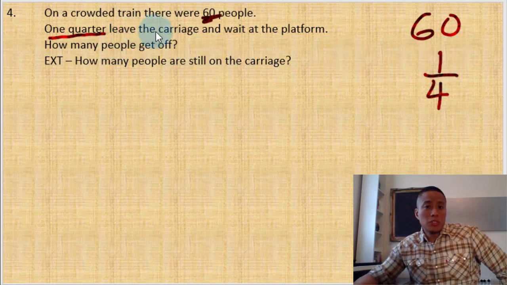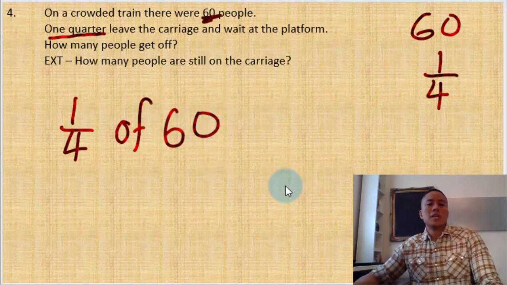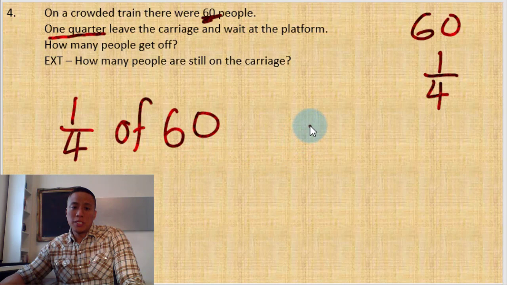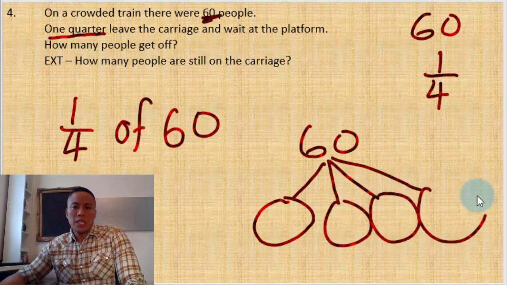So 1/4 leave the carriage and wait at the platform. So how many people get off? That's how many people actually get off the carriage. They leave the carriage. So we want to find out what is a quarter of 60. Okay, here we go. 4 equal parts, right? So we've got 60. Got to divide it into 4 equal parts. I see 4 equal parts here. 1, 2, 3, and 4 equal parts.